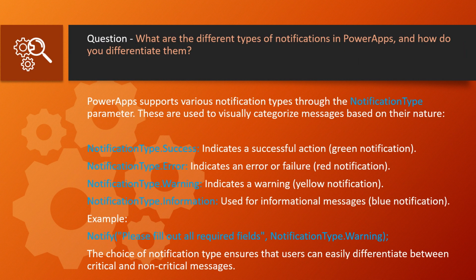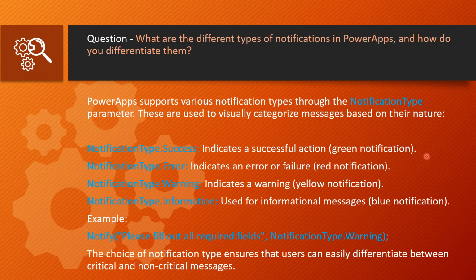Next question, what are the different types of notification in Power Apps? How do you differentiate them? Power Apps supports various notification types, and these are visually categorized messages based on their nature. Generally there are four types of notification. One is success, another is error, next one warning, and fourth one is information. For success we need to use NotificationType.Success, and it will indicate a successful action, and it will show a green notification.